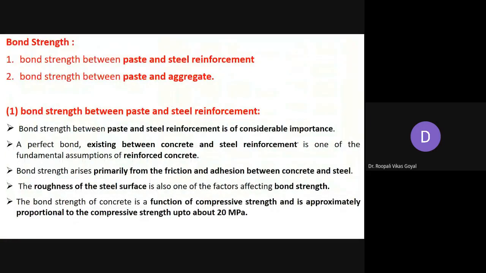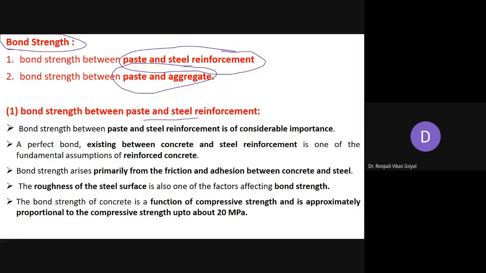Now this is the other aspect that you should know, which is called bond strength, because proper bond strength is very essential for attaining good strength of concrete. There are two types of bond strength: between paste and steel reinforcement, which is very important whenever we are going for an RCC structure, and the second is between paste and aggregate. If proper bond is developed, then it may result in good strength of concrete. So first we'll discuss the bond strength between paste and steel reinforcement.